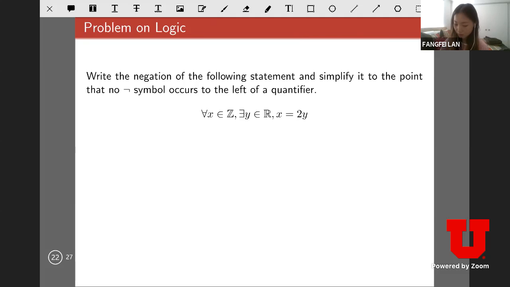Okay, let's do some more problems together. The negation of the following statement should be simplified to the point where no not symbol occurs to the left of a quantifier. Any volunteers?